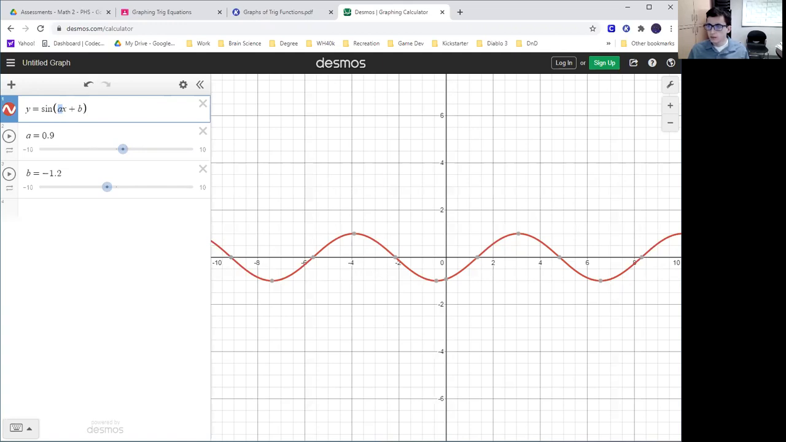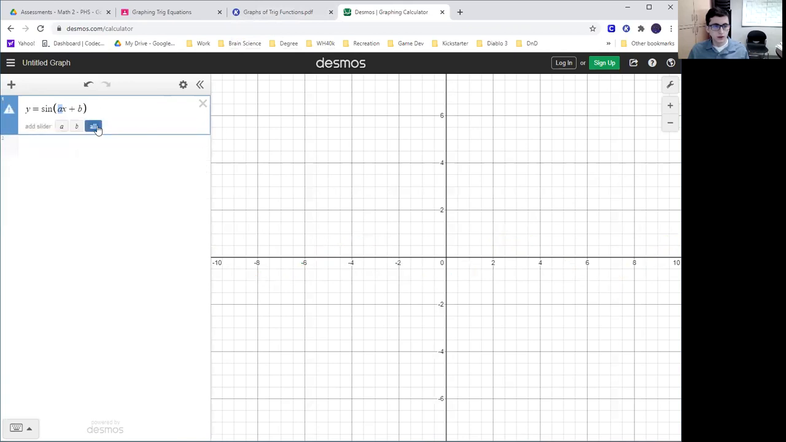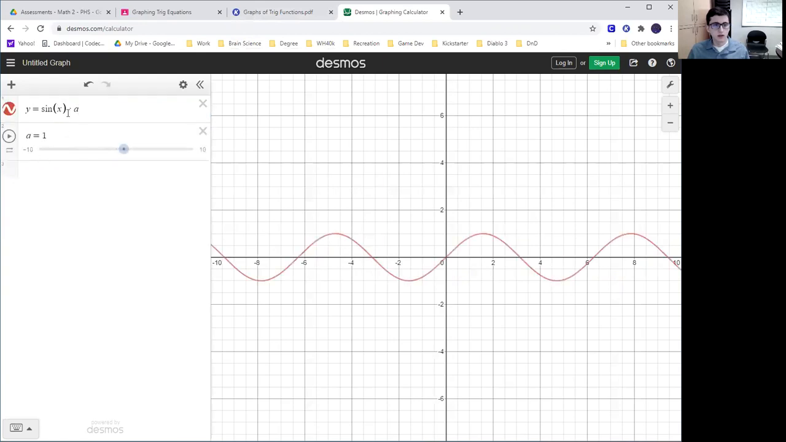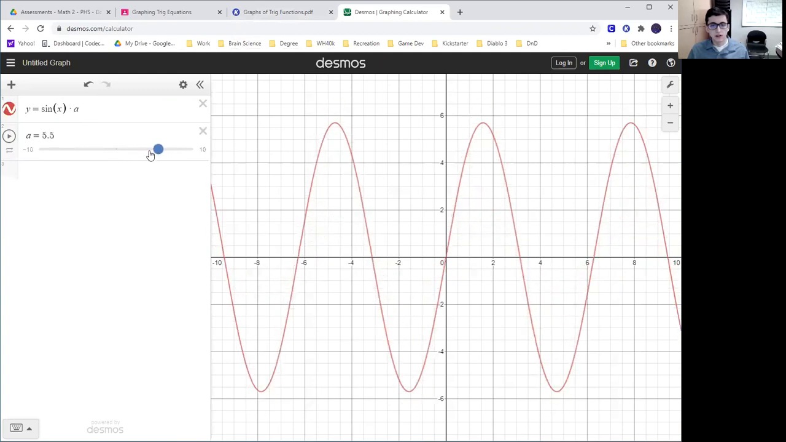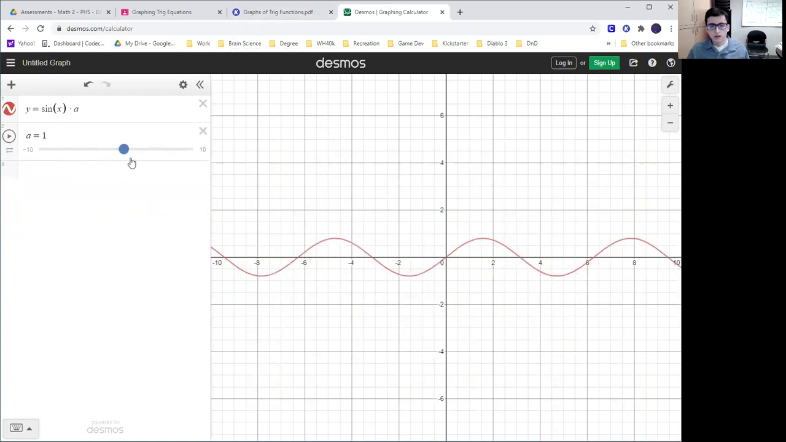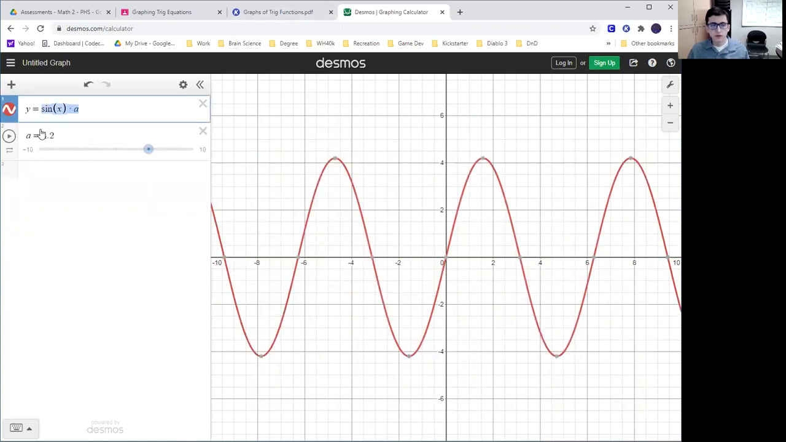Is the amplitude always going to be the number in front of the sine? No. So for instance, let's go ahead and adjust this here. Notice that in this case, the number that we're changing is after the sine, and that's affecting the amplitude. You can see here the amplitude is changing. So in this case, it's not the number in front of sine, it's after sine. So the amplitude is affected by multiplication.